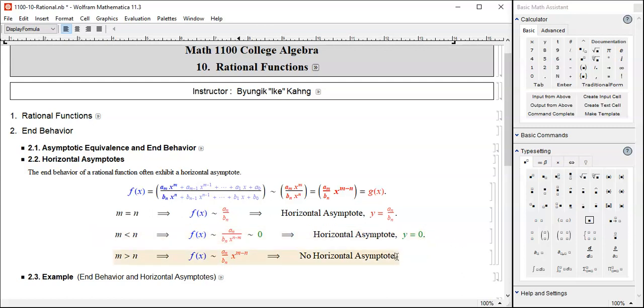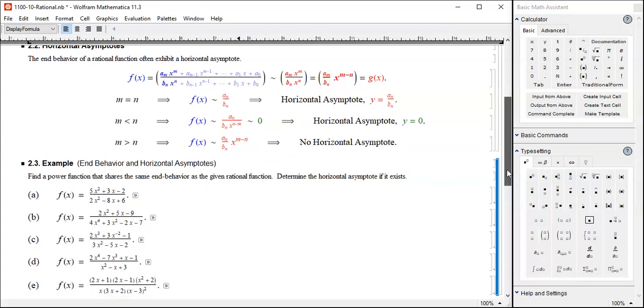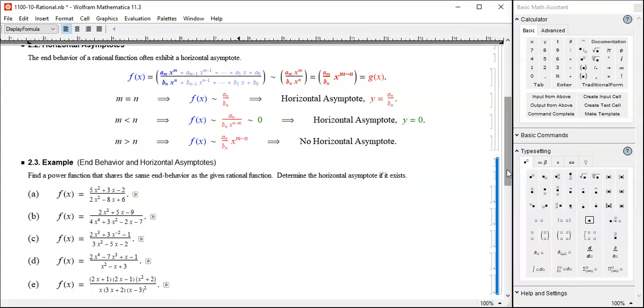Now the third case, what if the numerator has higher degree? In that case, there's some leftover in the numerator, x to the m minus n power, and that's going to blow up to positive or negative infinity, depending upon the direction and also depending on the sign of this. So we have no horizontal asymptote. So remember the summary and use the summary to answer these questions. Stop the playback and try on your own.